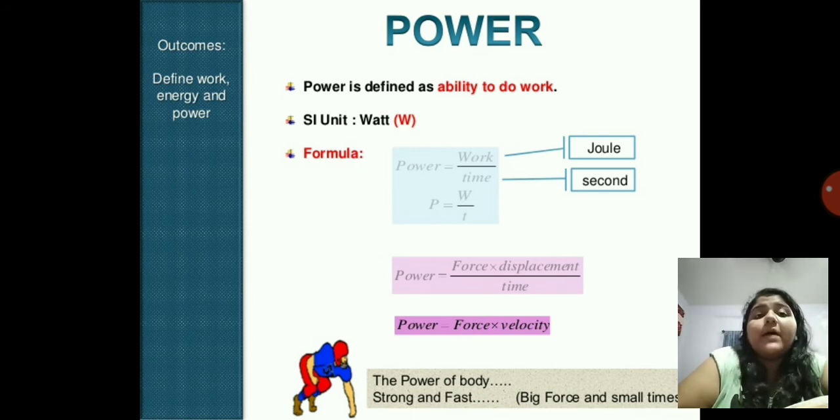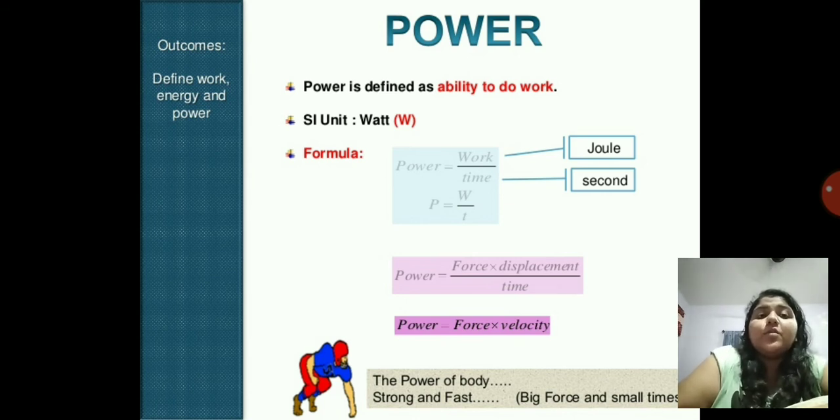So what is power? Power is defined as the ability to do work. We say, what power are you having? What is the power of your body? Is it strong, or fast, or very weak? So power is the ability to do work. The SI unit is watt, and the formula is power is equal to work upon time, that is W upon T.